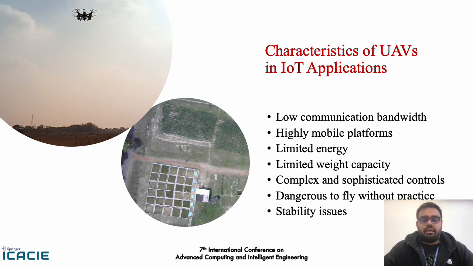If we are to characterize the UAVs for IoT, especially for remote sensing tasks, we observe that these UAVs typically have the following characteristics. They have low communication bandwidth, they are highly mobile platforms, they have limited energy, limited load or weight capacity, and complex and sophisticated controls. They are definitely dangerous to fly without practice. That's why autonomous UAVs, which don't need a manual pilot, are safe, but they have their own problems. What if there's an error in an autonomous system and you cannot take manual control over the UAV? Since the system is autonomous and flying, it's basically out of your reach. So there are some interesting challenges associated with those kinds of systems. Then there are definitely stability issues and so on.